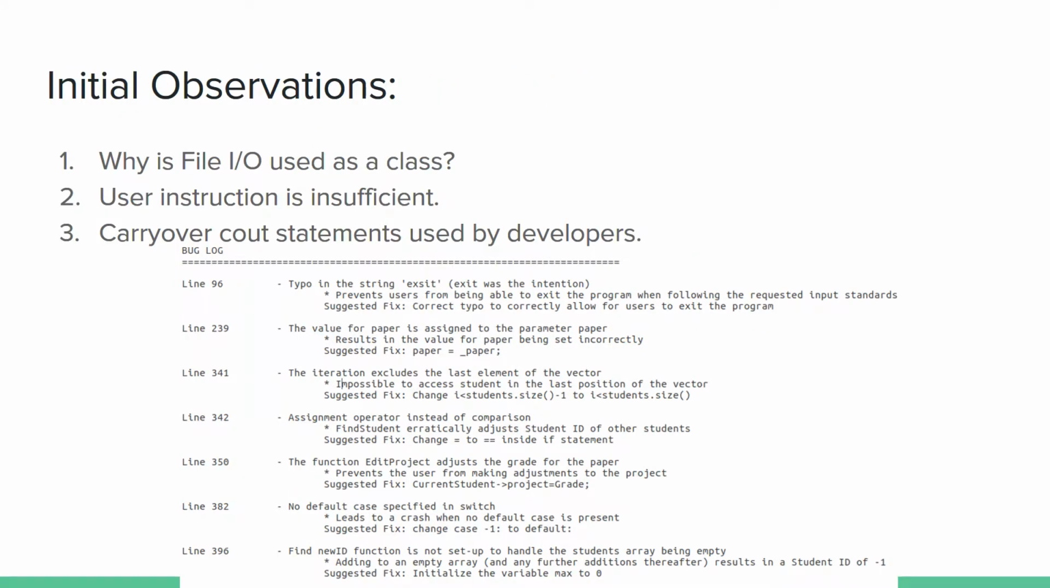So after looking at all of the code line by line, we had a couple of initial observations. We noticed that the file IO was used as a class. This is taught by some instructors, but in this implementation, in this scenario, we don't know why it would be beneficial to use a class for a program. And perhaps that's why we considered this a design issue rather than a bug. It's just an overly complicated method of saving data.